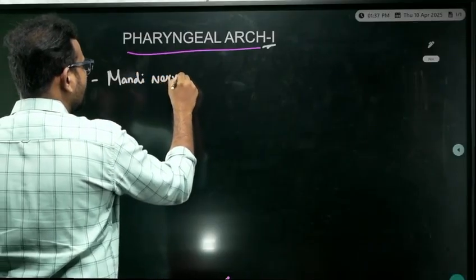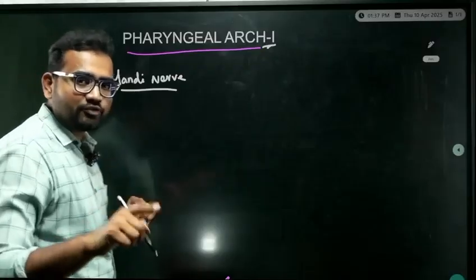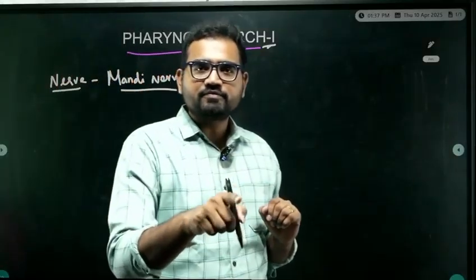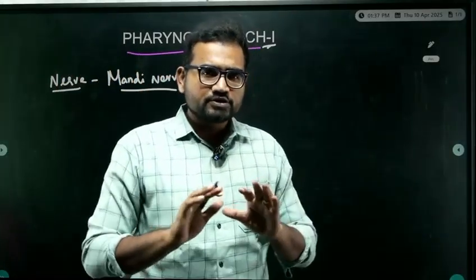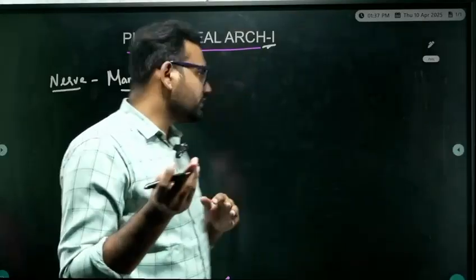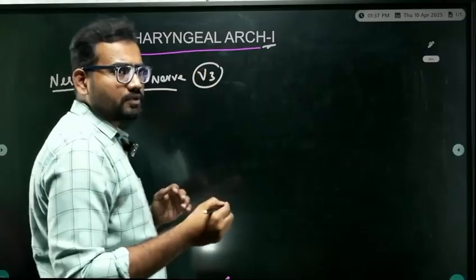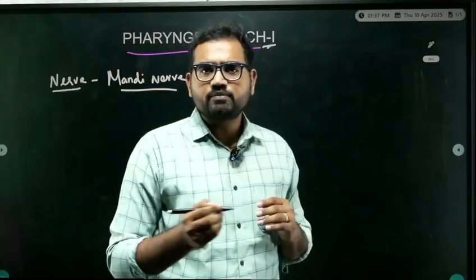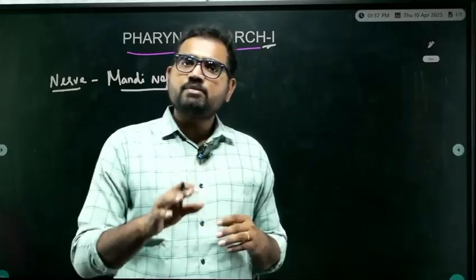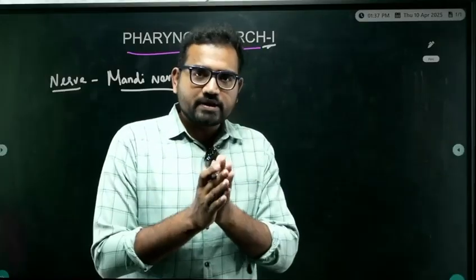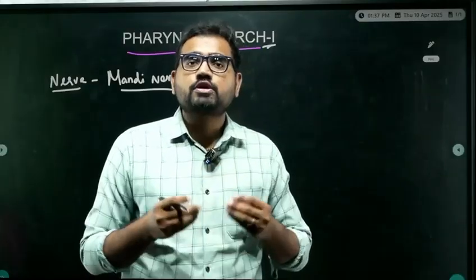The mandibular nerve is a branch of the trigeminal nerve, which is the fifth cranial nerve. The trigeminal nerve has V1, V2 and V3. V1 is ophthalmic, V2 is maxillary, V3 is mandibular. The mandibular nerve is the only branch of the trigeminal which has a motor component.